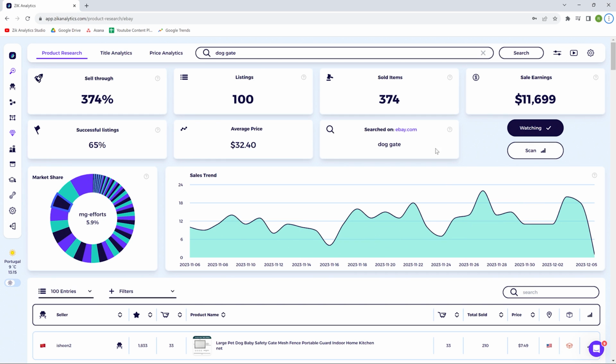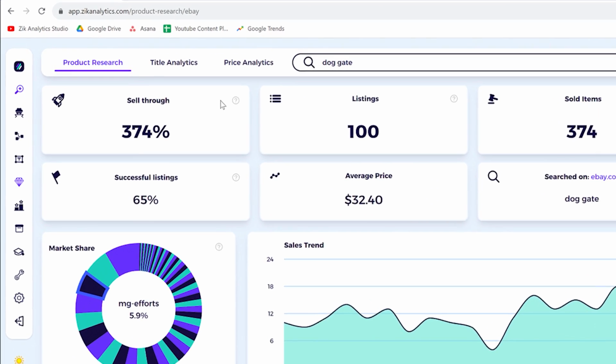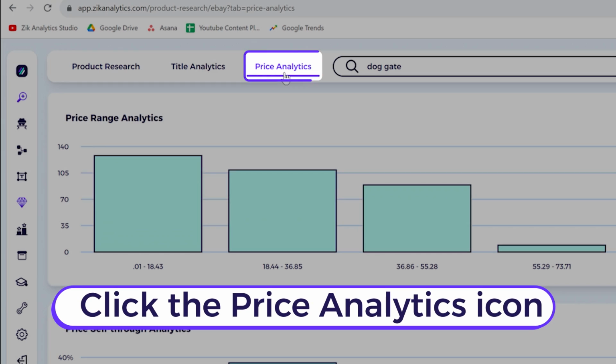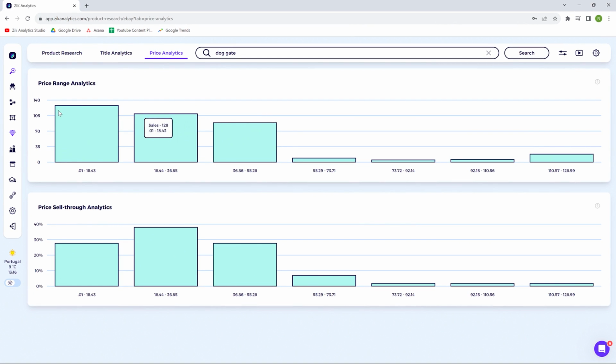So here we are in the product research tool, and up here you have a tab, Price Analytics. Click here and you will see this page. Here you can see what most selling prices are and where you have the highest selling rate. Based on all this, you can decide if it's a good product to sell or not.